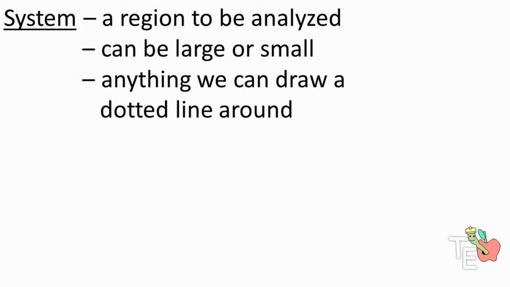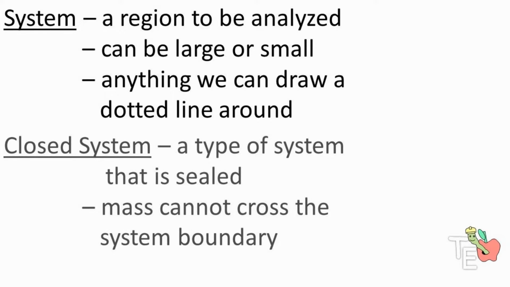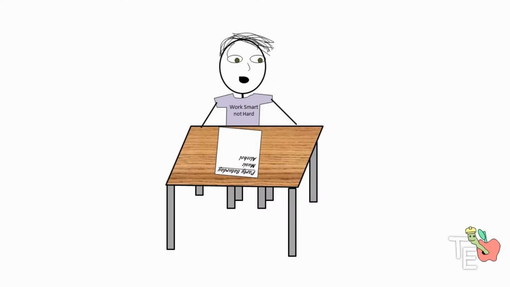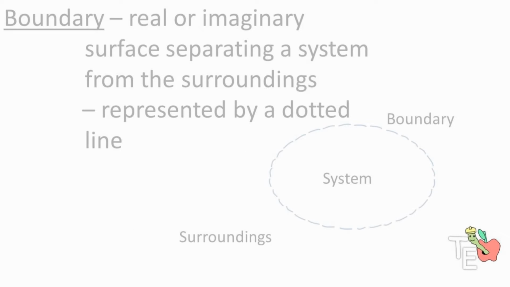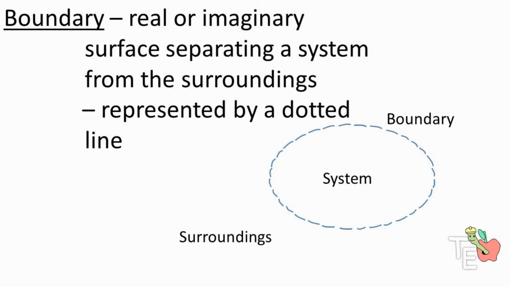Last time we talked about systems. Also, we defined a closed system. This is where mass does not cross the boundary. Hey, that's the dotted line thing, right? Yes, we will use a dotted line to represent the boundary of our system.